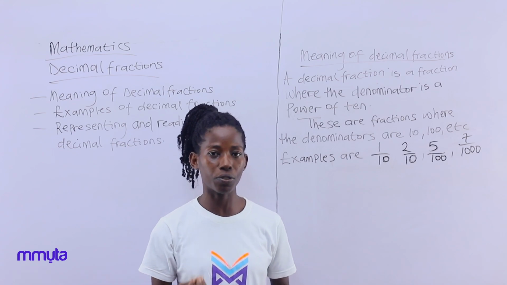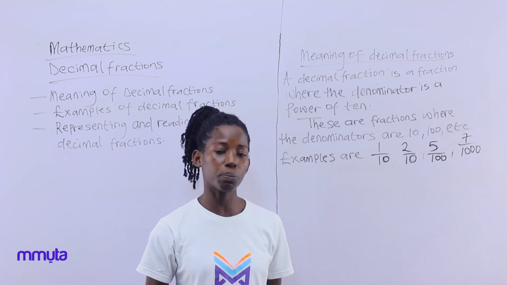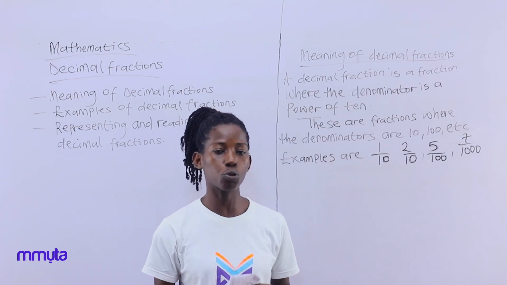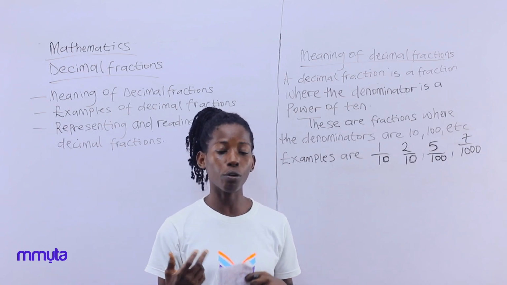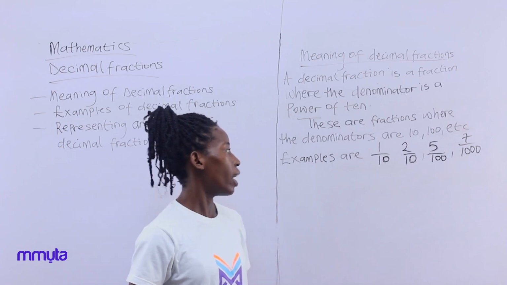10. What we mean by power of 10 is 10 multiplied by 10, you have 100. 100 multiplied by 10, you have 1,000. So it keeps multiplying itself. Those fractions whose denominators are powers of 10 are called decimal fractions.